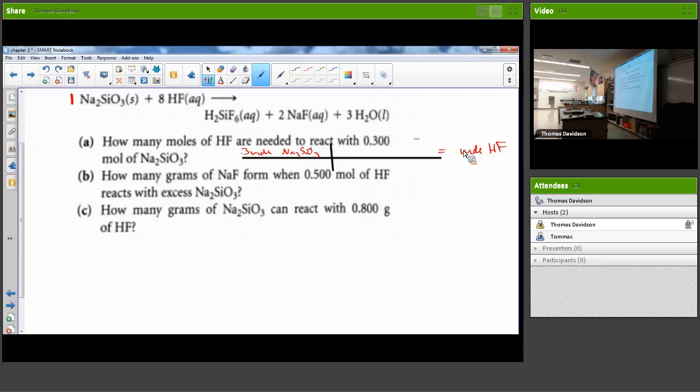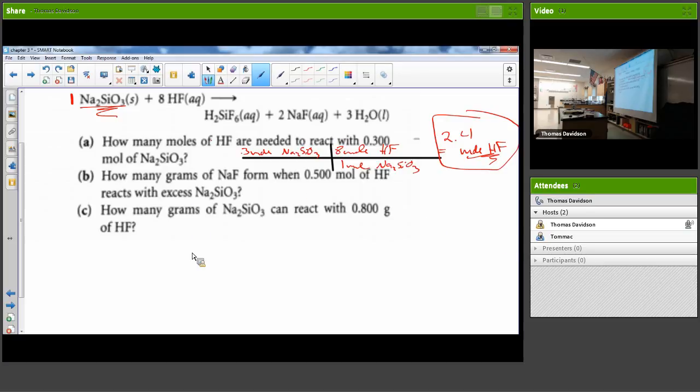So what moles do I want to get rid of? That one. So for every 1 mole Na2SiO3, I need this many moles, so I need 8 moles HF. So I take 0.3, multiply it by 8, and I get 2.4 moles of HF. You okay with that? Okay.